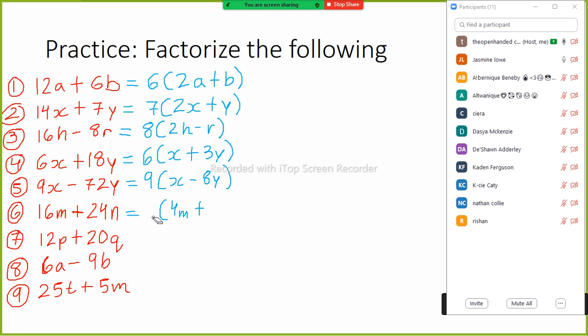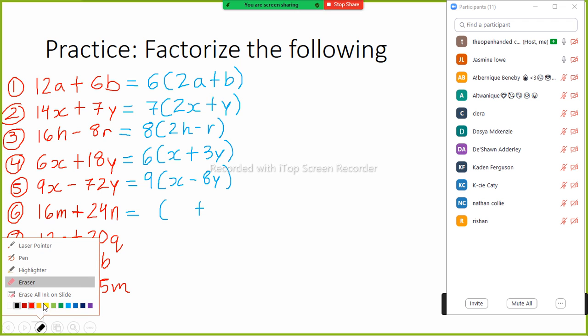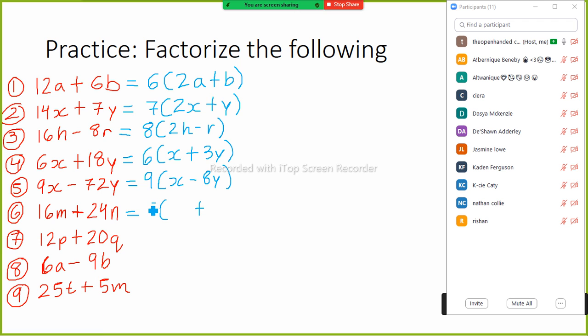Yeah, 8. So what would it be, Jasmine? You have 8 in front. 2 what? 2m and 3n. And 3n. Very good. Close bracket. Very good. It's gonna be equal to number 7.